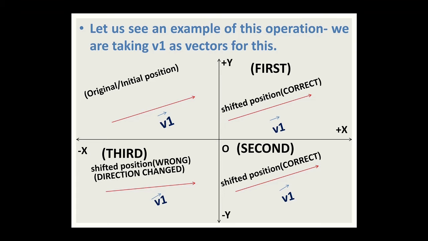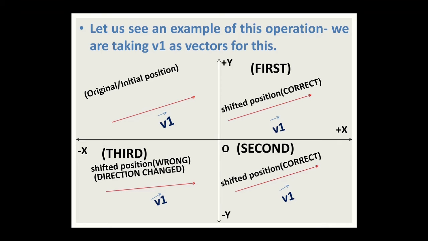So now we are going to shift this vector to the first quadrant. Here it is written as first. You can see that in the first quadrant there is another red arrow. This is parallel to our initial or original vector, which was in the second quadrant, and its length is also the same. So you can see that the initial vector in the second quadrant and our shifted vector in the first quadrant both have the same direction and the same length. So this operation is correct.